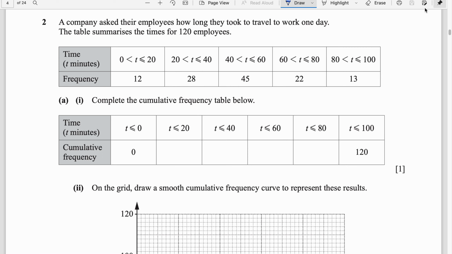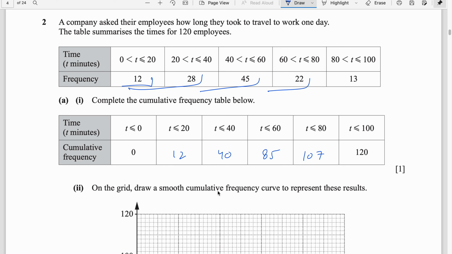Question number 2. A company asked their employees how long they took to travel to work one day. The table summarizes the times of 120 employees, time and frequency. Complete the cumulative frequency table below. So less than 0 is 0, less than 20 is 12, less than 40 is 12 plus 28, less than 60 is 40 plus 45, less than 80 is 85 plus 22, and plus 13 is 120.